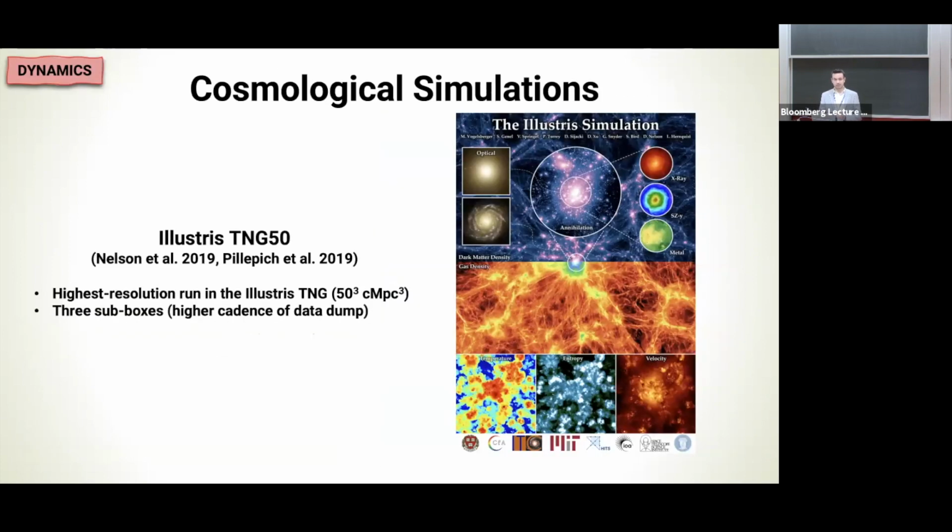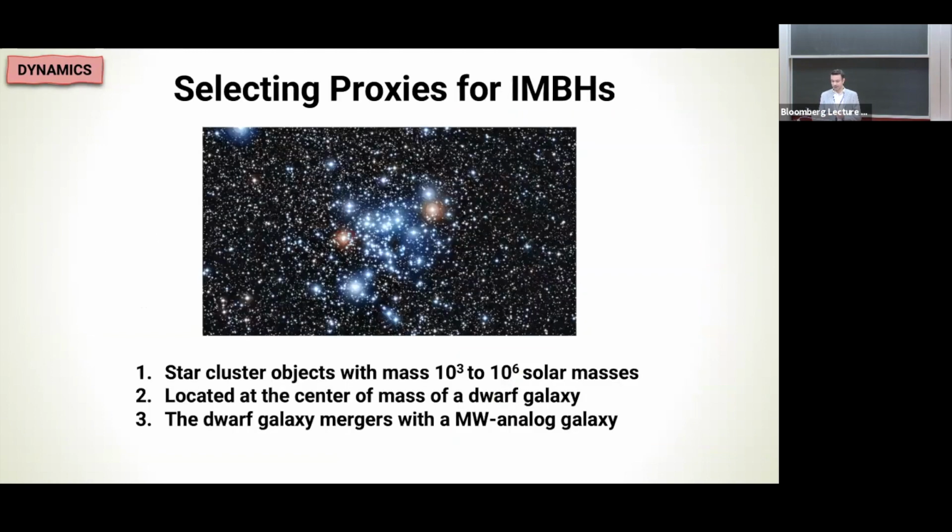So for the first project, the dynamics project, we used a cosmological simulation, in particular the Illustris TNG50, which is the highest resolution run in the Illustris TNG. I don't have time to go into the details of how we selected proxies. I just have to remind you that in the Illustris TNG simulations, there are no intermediate mass black holes. There are just supermassive black holes at the center of galaxies. So how do we simulate intermediate mass black holes? We use proxies. We use objects that are star clusters with the mass in the correct range. And we are assuming that the gravitational effect on large scales, much larger than the softening length, is similar to what we should expect from an intermediate mass black hole.